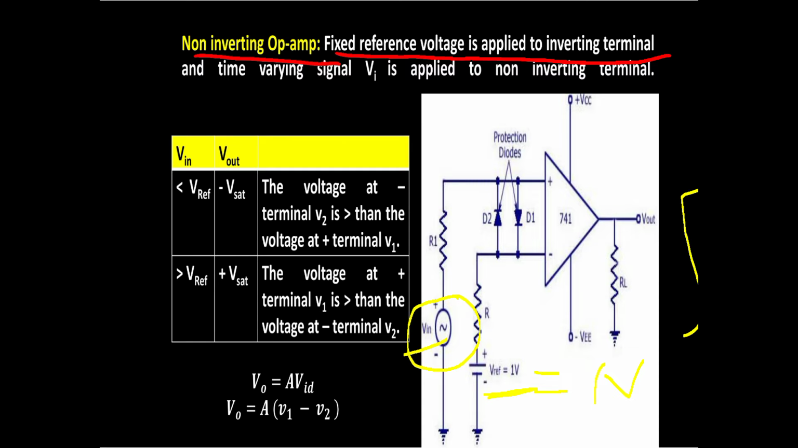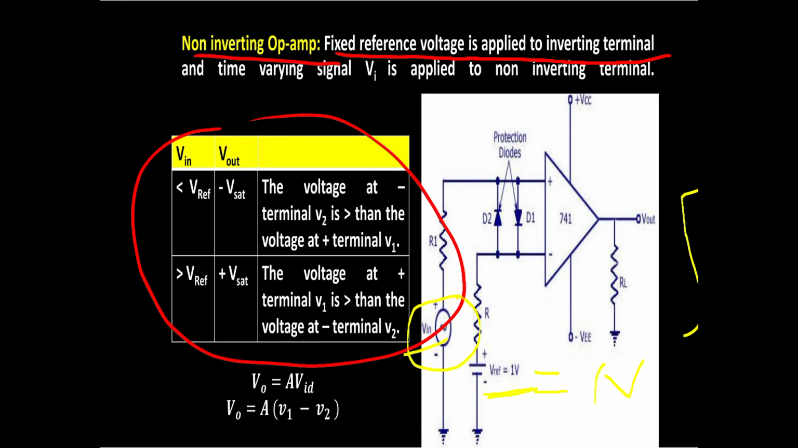Here observe this tabular column. If VIN is less than V reference, I already told you, then what is the output? Minus Vsat, that is negative saturation. Now the voltage at the terminal V2 is greater than the voltage at the terminal V1, that is, if the reference voltage is greater than the input voltage, then the output is minus saturation.